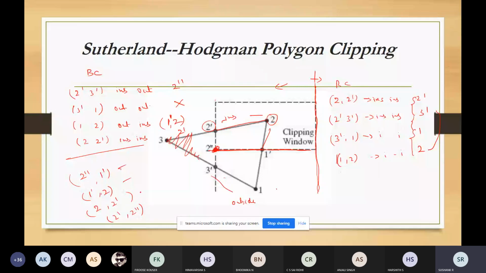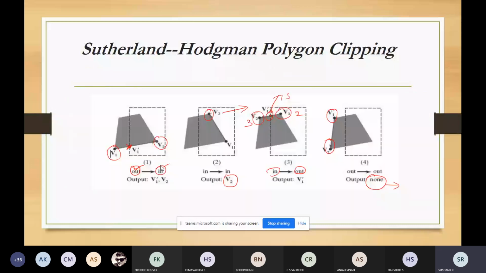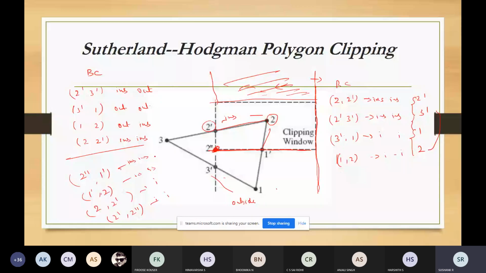So these points will be passed through the top clipper. The only left out part is the top clipper. For the top clipper also, you know that there is no point here. So all these points will be inside only. When both the points are inside, the second point I should consider. So here my second points are 1 dash, 2, 2 dash, and 2 double dash. So this will be my final output.